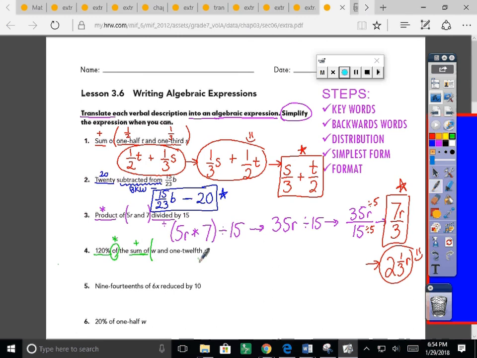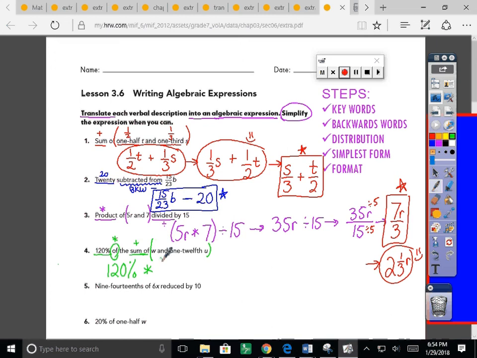So I'm going to put these things together: W and 1/12 U. I'm going to find the sum of those two things. All right, so I want 120% of, meaning multiplication. Do not use an x to multiply. That will just send Schumann through the roof, and she'll be back soon, so you don't want to see that.